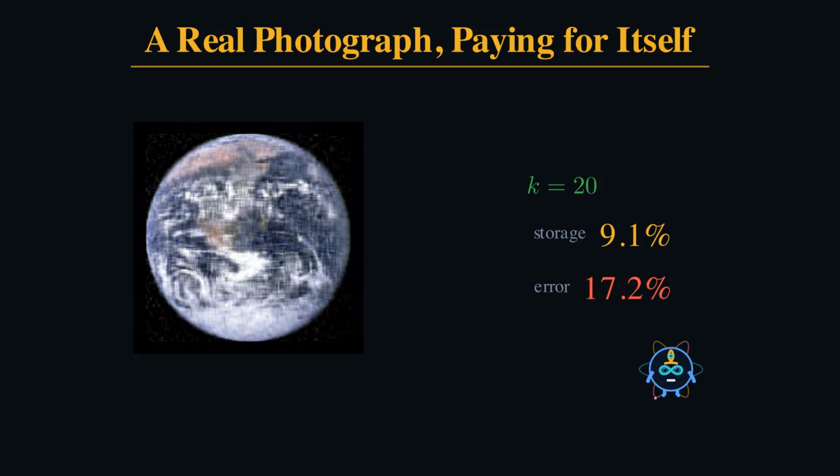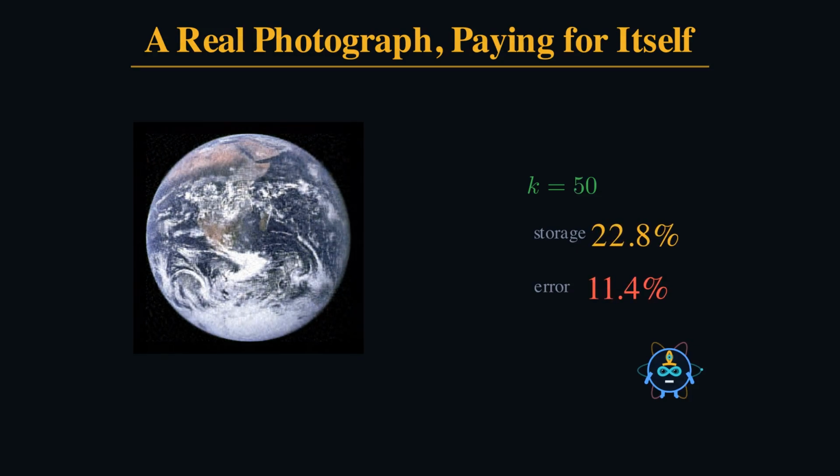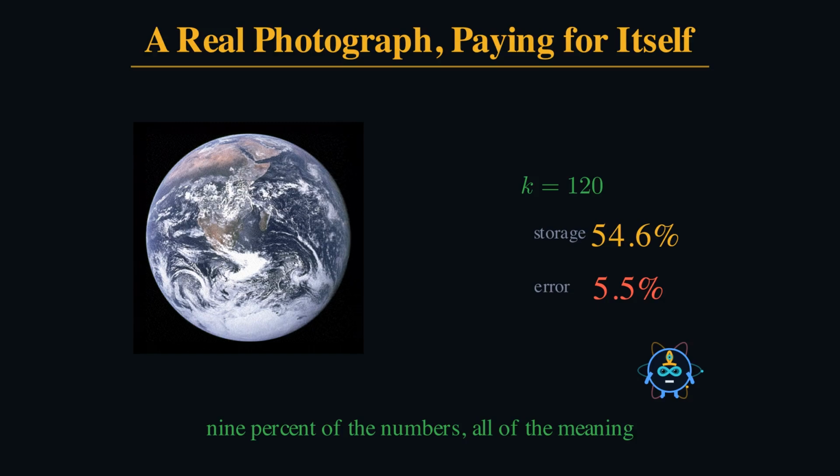20 layers, 9% of the storage, and there are the continents, the cloud systems, the terminator line. 50. At this point you have to look hard to see what is missing, and 120 layers is, to your eye, the photograph. That is the whole of low rank approximation. 9% of the numbers carried essentially all of the meaning.